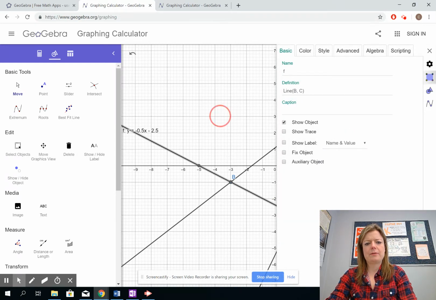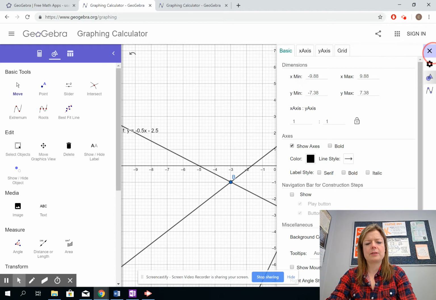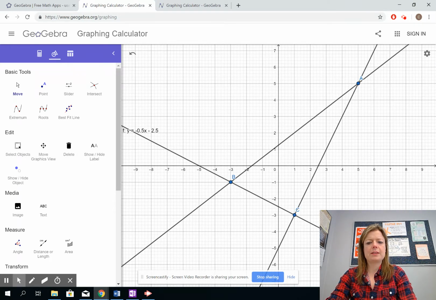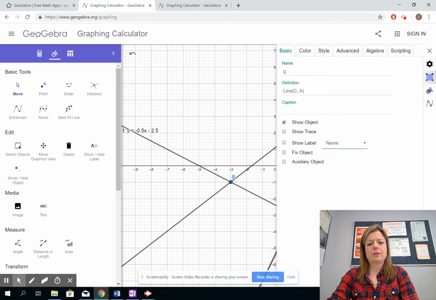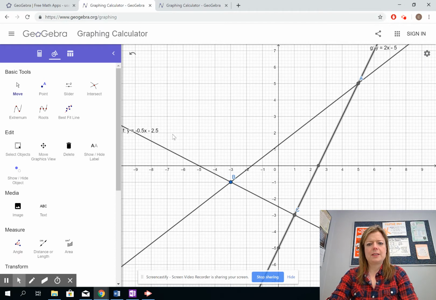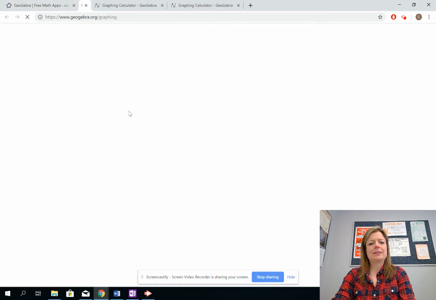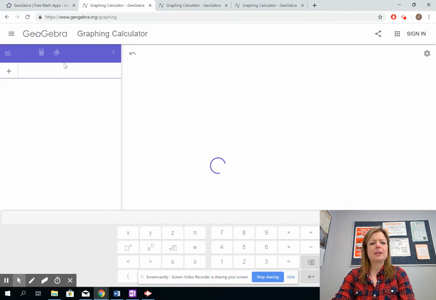name and value. Okay, so there it shows the equation. Now notice the slope is a decimal, so I don't love that, but you should know how to turn that decimal into a fraction. So you can see that the slope of this line is -1/2. The slope of this line is 2, so they're negative reciprocals. Yay, all good.